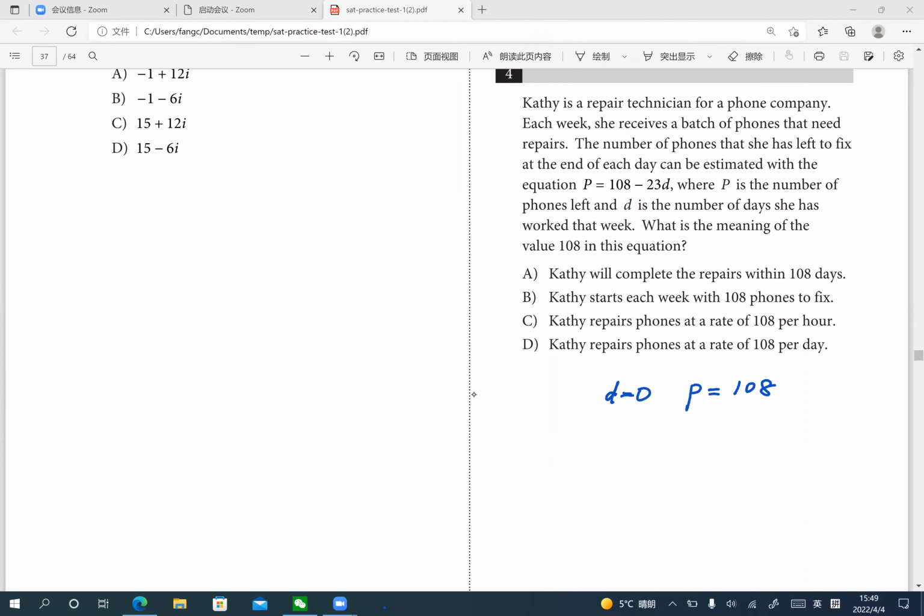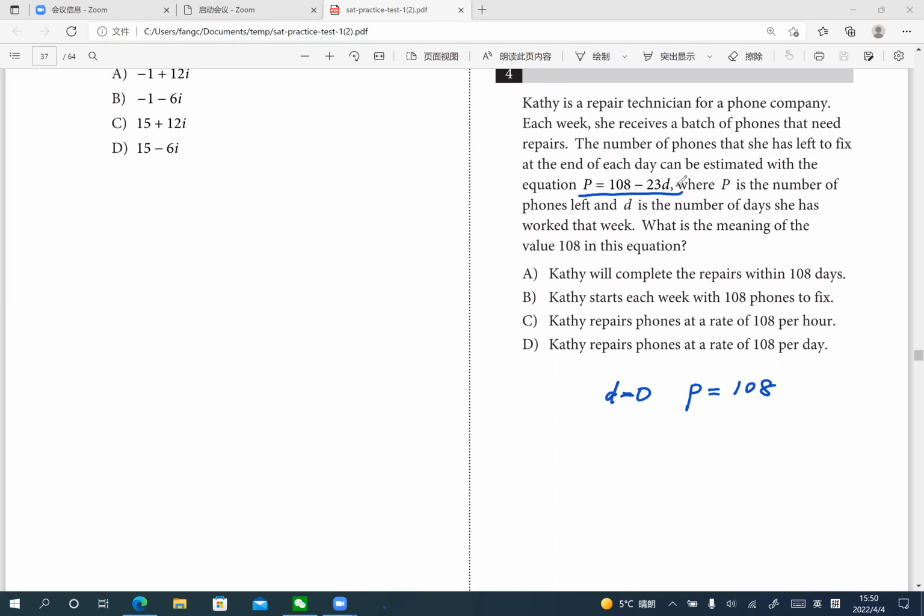Question 4. Cassie is a repair technician for a phone company. Each week she receives a batch of phones that need repairs. The number of phones that she has left to fix at the end of each day can be estimated with the equation P equals 108 minus 23D, where P is the number of phones left and D is the number of days she has worked that week. What is the meaning of the value 108 in this equation?